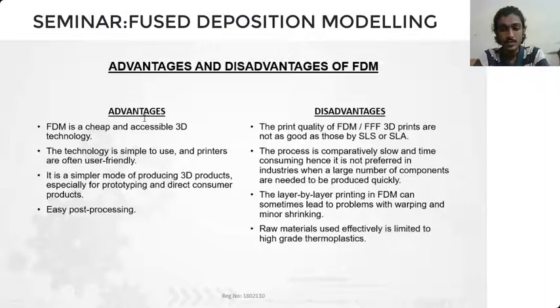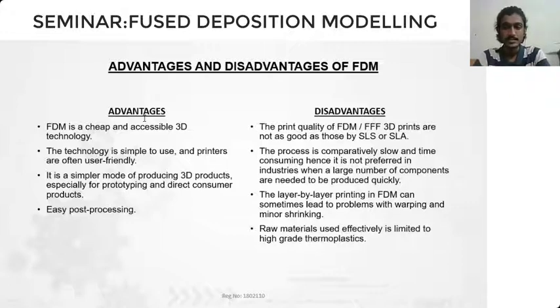If we come to disadvantages, the quality and accuracy of the finished product, when we compare it to the product produced by SLS and SLA, is quite low, and the time of production is also very high. So it is not applicable for mass production in industry. It can be used to produce a small number of goods, for steady purposes or for prototyping purposes. But when it comes to commercializing or mass production, it doesn't have an upper hand.